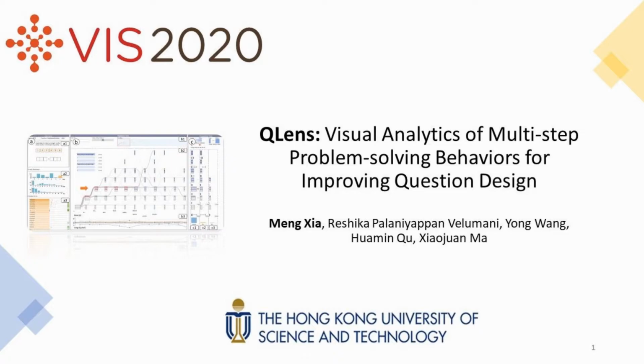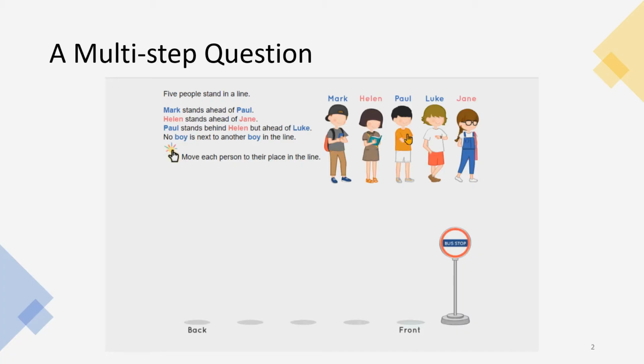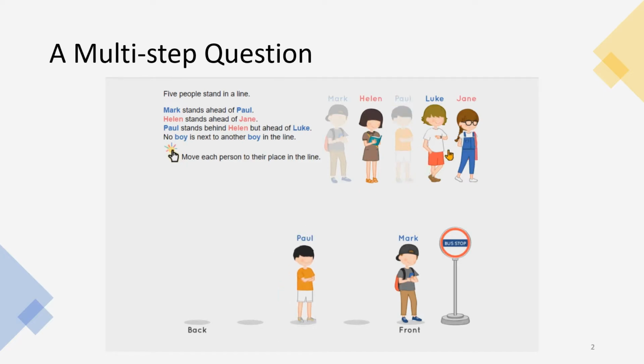The paper I will be presenting today is titled QLens, Visual Analytics of Multi-Step Problem-Solving Behaviors for Improving Question Design. First, let's see an example of multi-step question. The question requires students to drag 5 characters to a queue to fulfill 4 conditions. These newly designed questions require students to construct a solution that fulfills a series of conditions by conducting multi-step interactions.